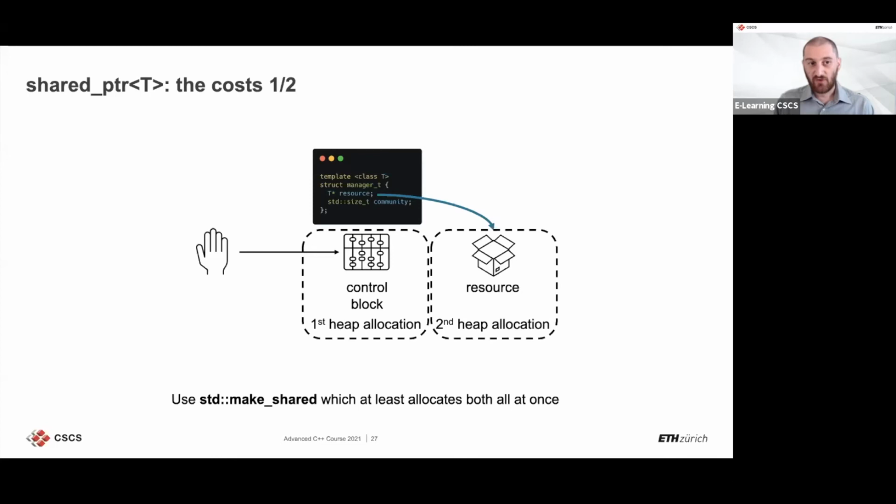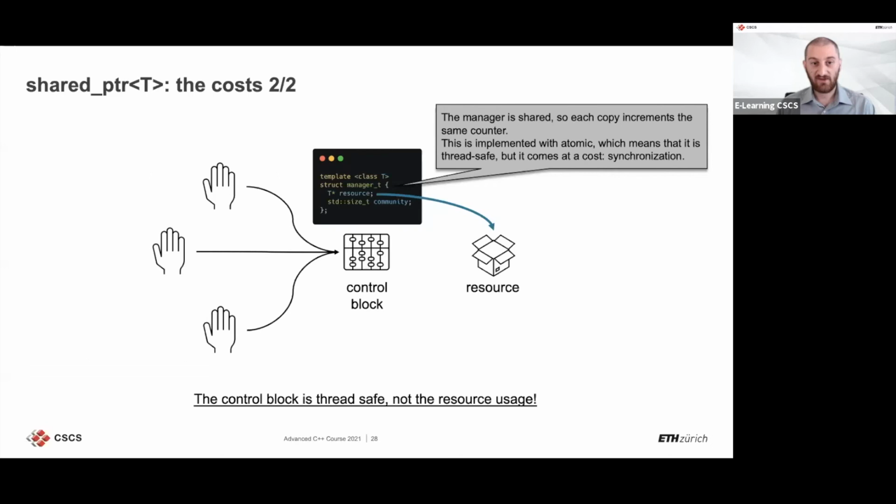The main point about shared pointers, the downsides, is that they require two heap allocations, because we have to allocate the control block and the resource itself. And so it is suggested to use make_shared, which at least allocates both all at once. So there will be two separate parts of the memory, but it is just one malloc, just one time.